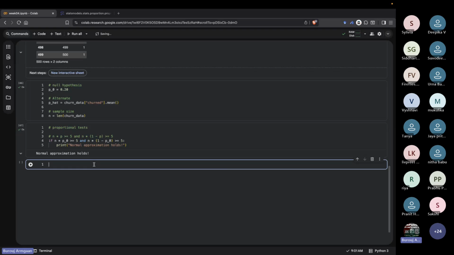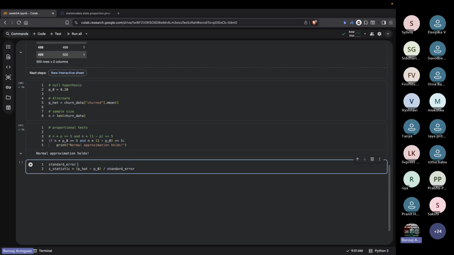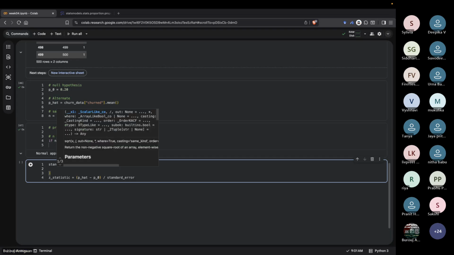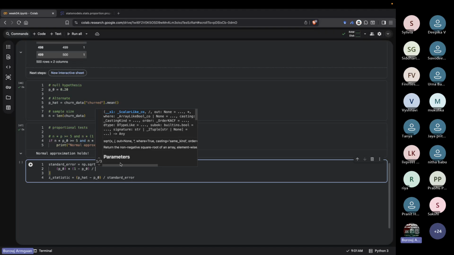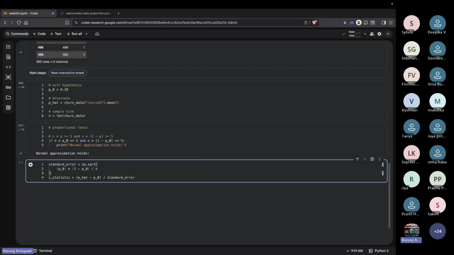So what do we need? The main thing is we want to calculate the z statistic, which is given by p hat minus p0 divided by the standard error. We have p hat, we have p0, we don't have the standard error. So what is the standard error? The standard error is given by the square root of p0 into 1 minus p0 divided by n. So we can write it in a single line.